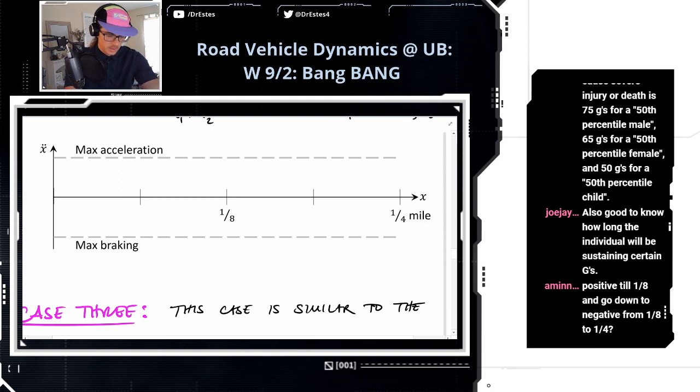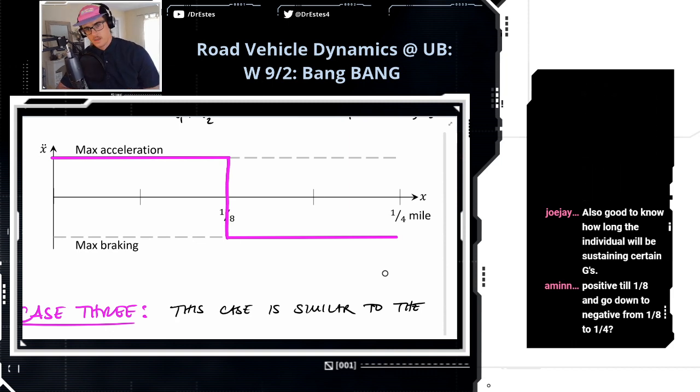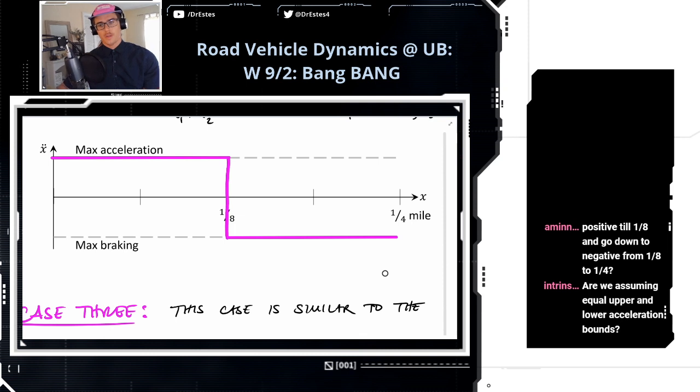So halfway, that's the 1/8 mile. We're going to make a transition from max acceleration down to maximum braking. That, theoretically, from optimal control, is the fastest time to do the maneuver. Full on followed by full off. And this is why we call it bang bang. Are we assuming equal upper and lower bounds? Yep. Those magnitudes are the same.